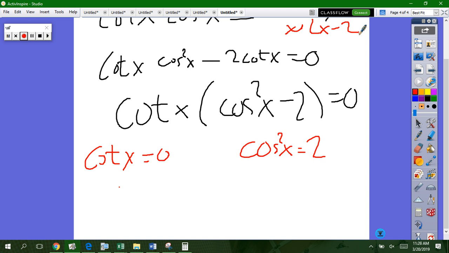Okay. I'm going to get there. I'm working on the left side right now.